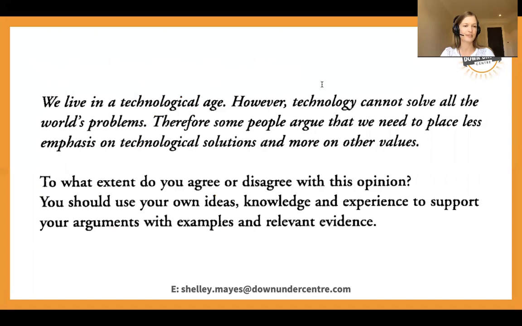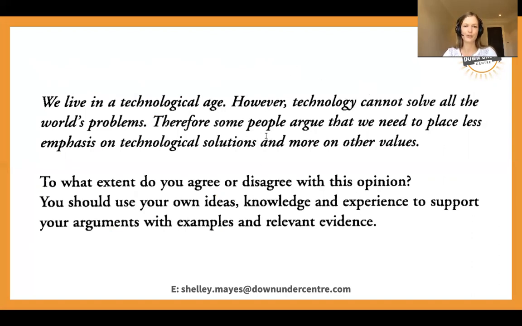So which of those is it asking? Well, it says, to what extent do you agree or disagree with this opinion? So it must be your opinion which agrees or disagrees, right? It's not asking for the advantages and disadvantages or the pros and the cons, which would be factual. It's asking if you personally agree or disagree. In other words, your opinion.